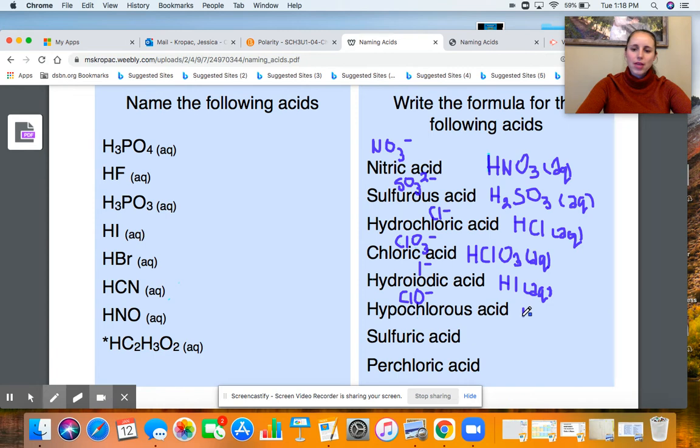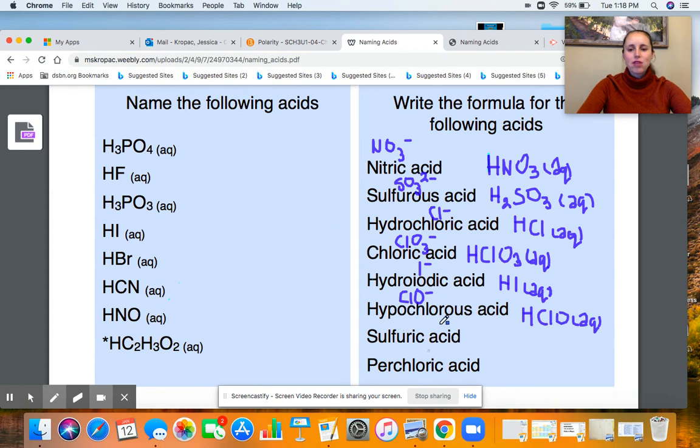So we start with H. Hypochlorite has a charge of -1. Hydrogen has a charge of +1. So with hypochlorite, we're not going to see any crossing over. So hypochlorous acid is just going to look like this.